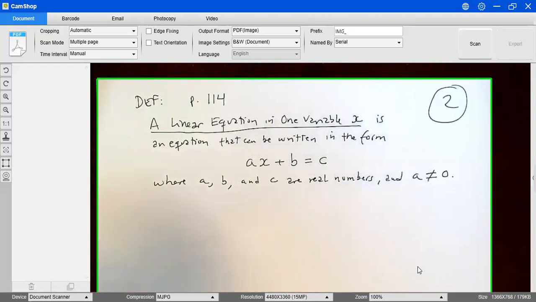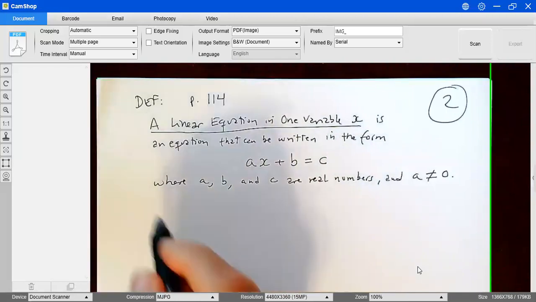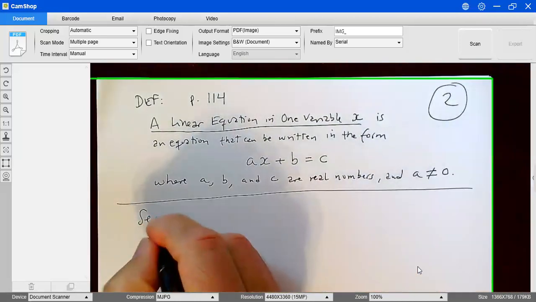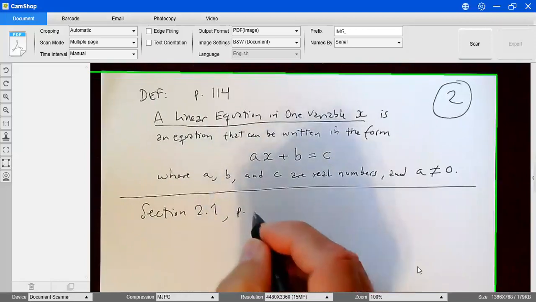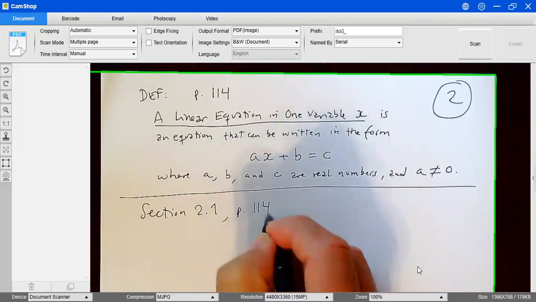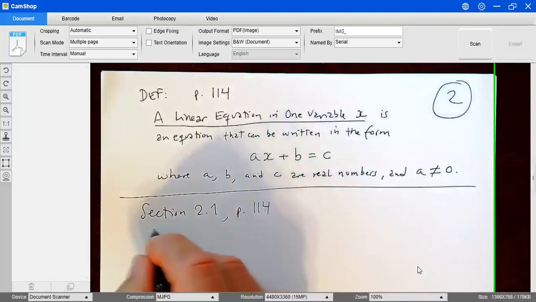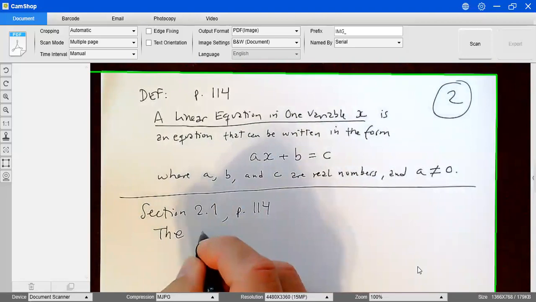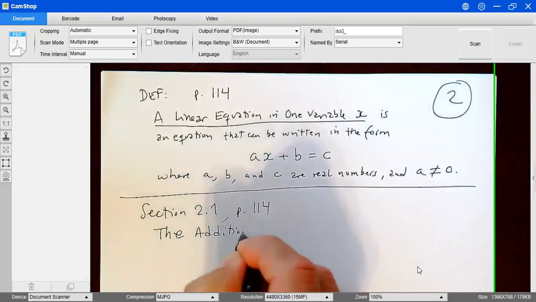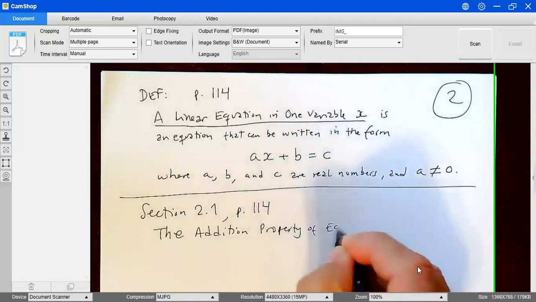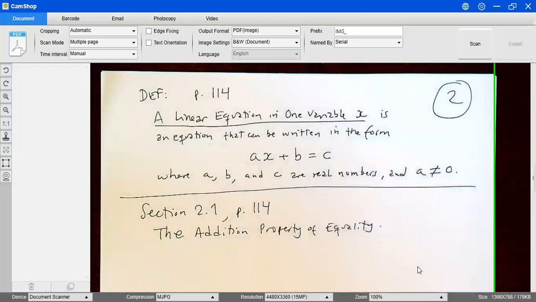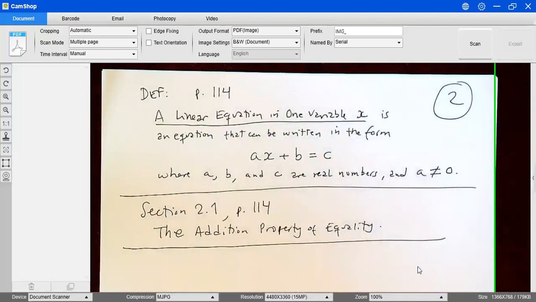So we're going to start now with Section 2.1. Let me write this here. Section 2.1 is on page 114, and the title of the section is the addition property of equality. So that's the section. So what is this thing about the addition property?